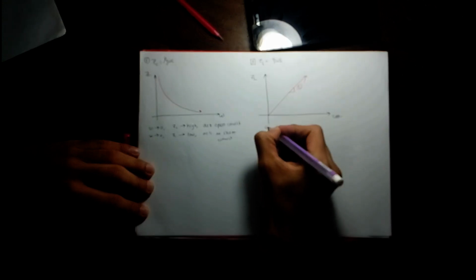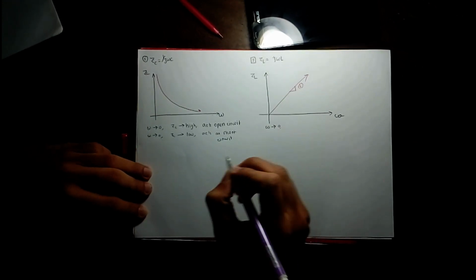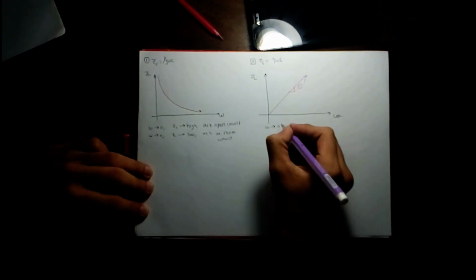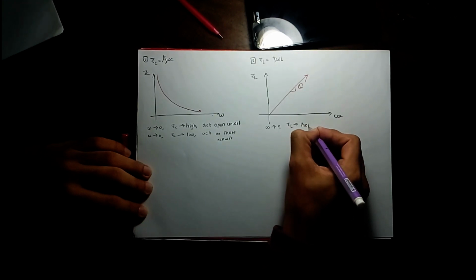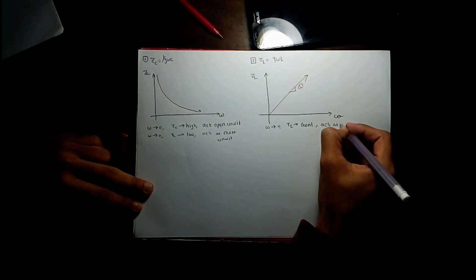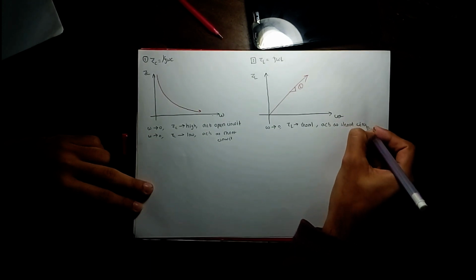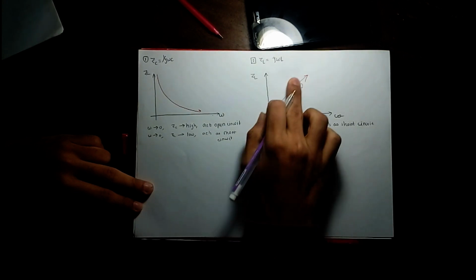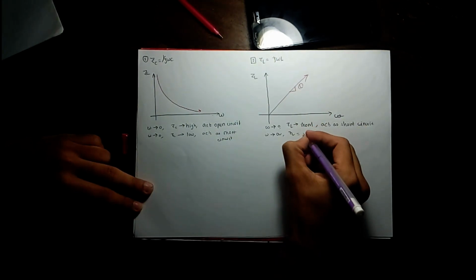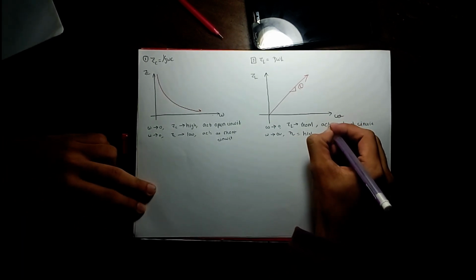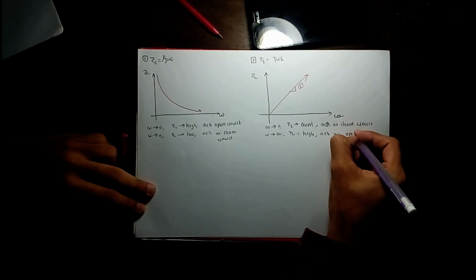What are the extreme cases here? When omega tends to 0 or omega is very low, the impedance of the inductor is very low. So how does it act when omega tends to 0? It acts as short circuit. When omega tends to infinity, ZL is very high as it grows linearly, and when impedance is high, that branch acts as open circuit.